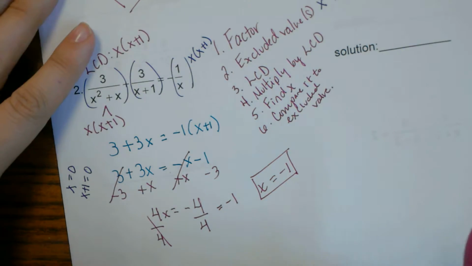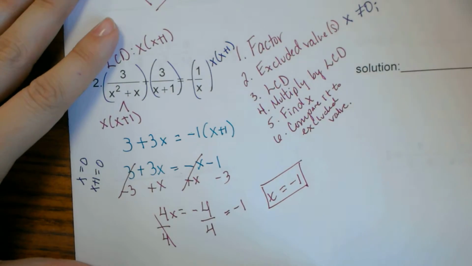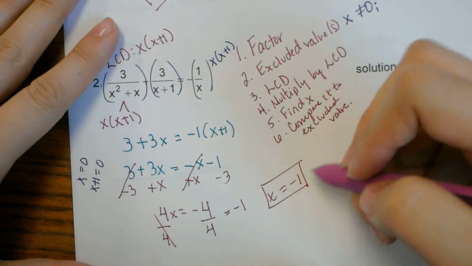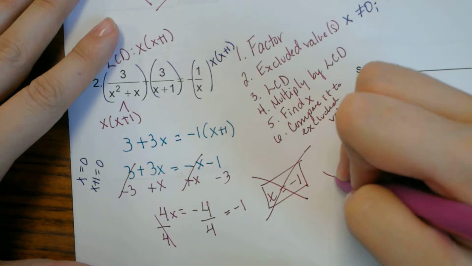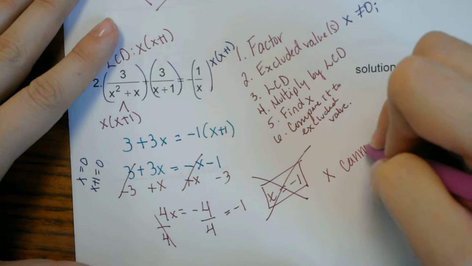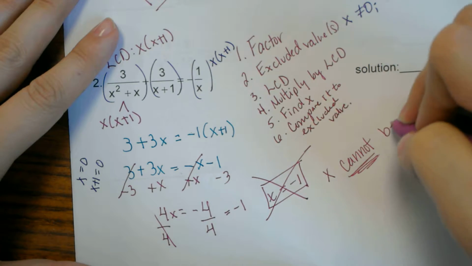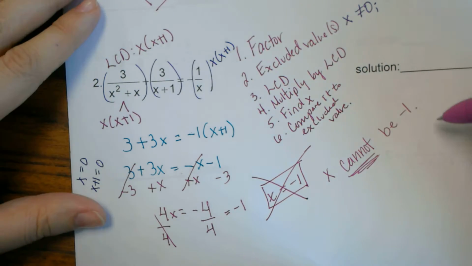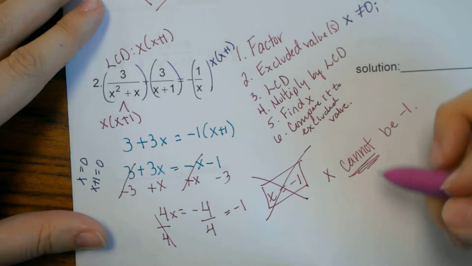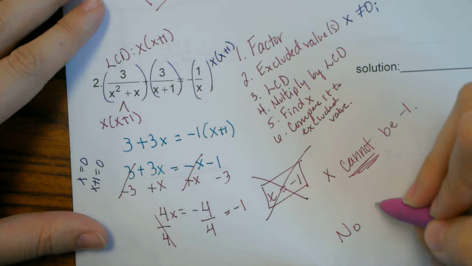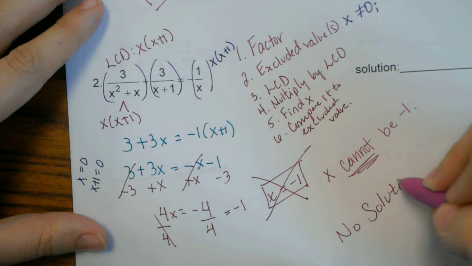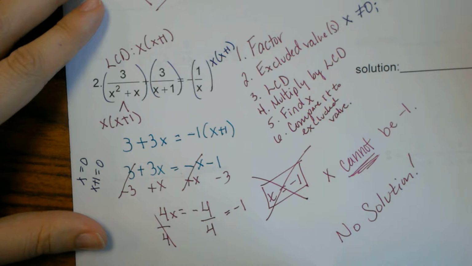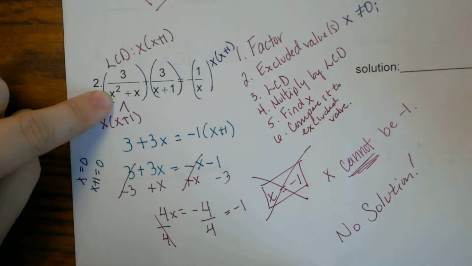But what do we say x cannot be? 0 and negative 1. So I gotta throw it out. So if the only solution I could get isn't possible, I'm going to say no solution. So this equation has no solution.